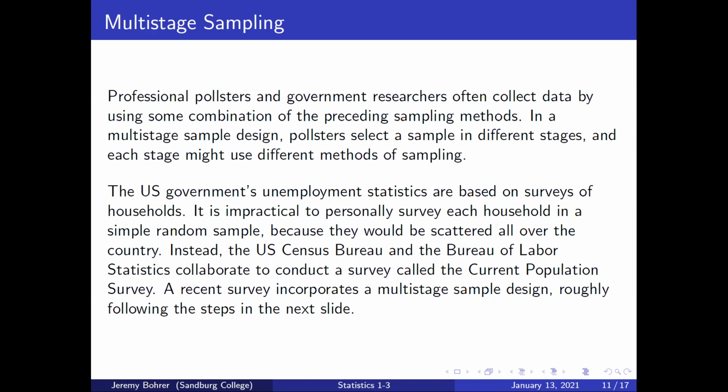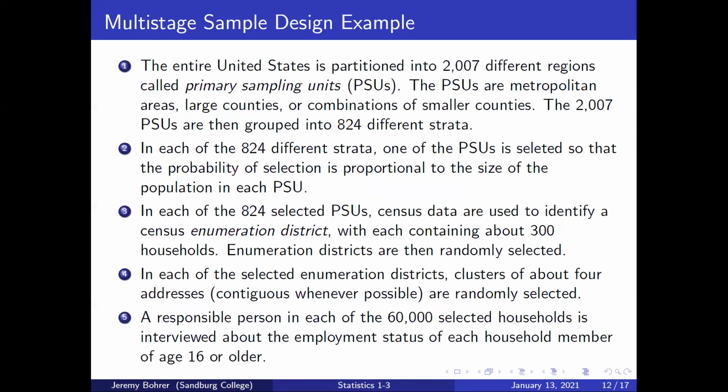the country. Instead, the US Census Bureau and the Bureau of Labor Statistics collaborate to conduct a survey called the Current Population Survey. A recent survey incorporates a multi-stage sample design, roughly following the steps in the next slide. First, the entire United States is partitioned into 2007 different regions called primary sampling units, or PSUs. PSUs are metropolitan areas, large counties, or combinations of smaller counties.